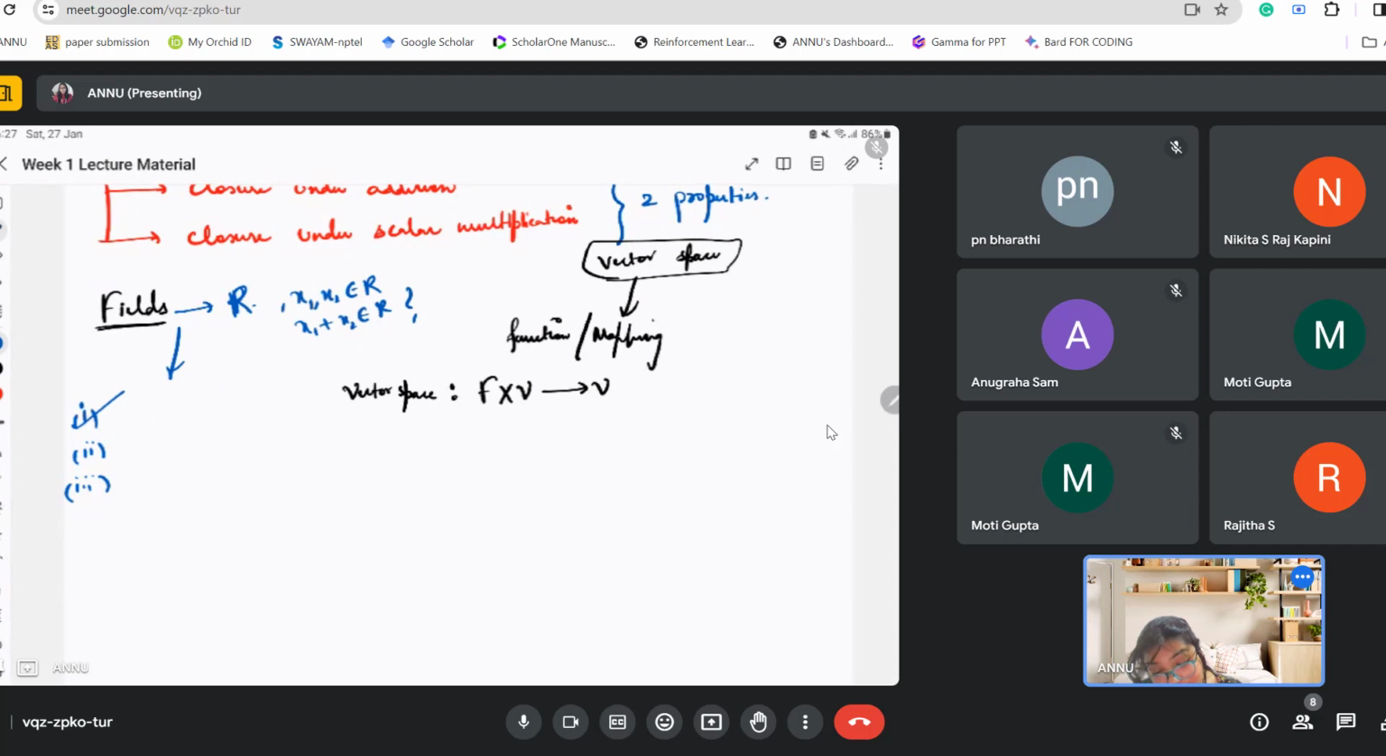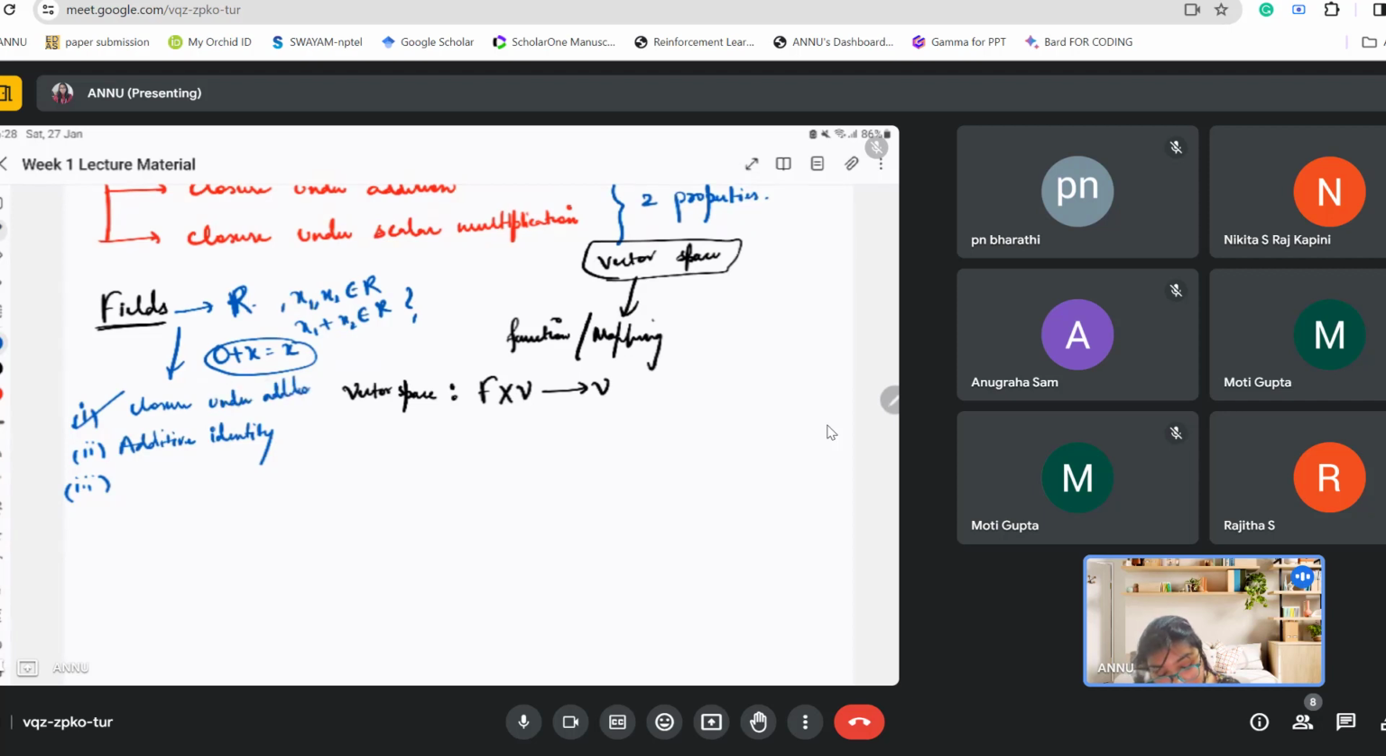Then 0 is a part of the field, and adding 0 to any x belonging to R gives back x. That is the additive identity. So the first is closure under addition.